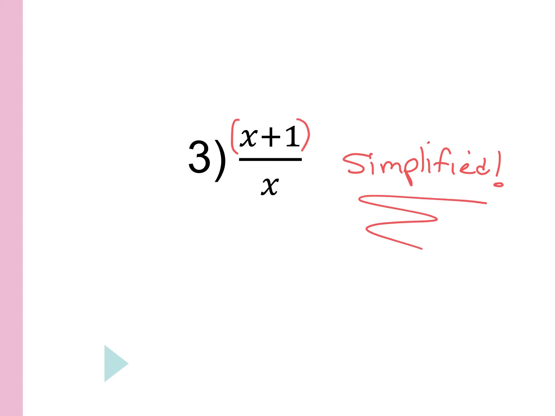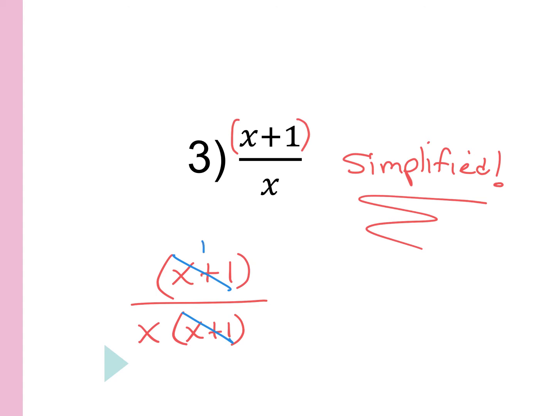The only way that we could cancel an x is if we had an x plus 1, and let's say it had this. Then what I could do is I could cancel the x plus 1's. And remember, what gets left behind is a 1. So this simplified answer would be 1 over x. Good? Let's try the next one.